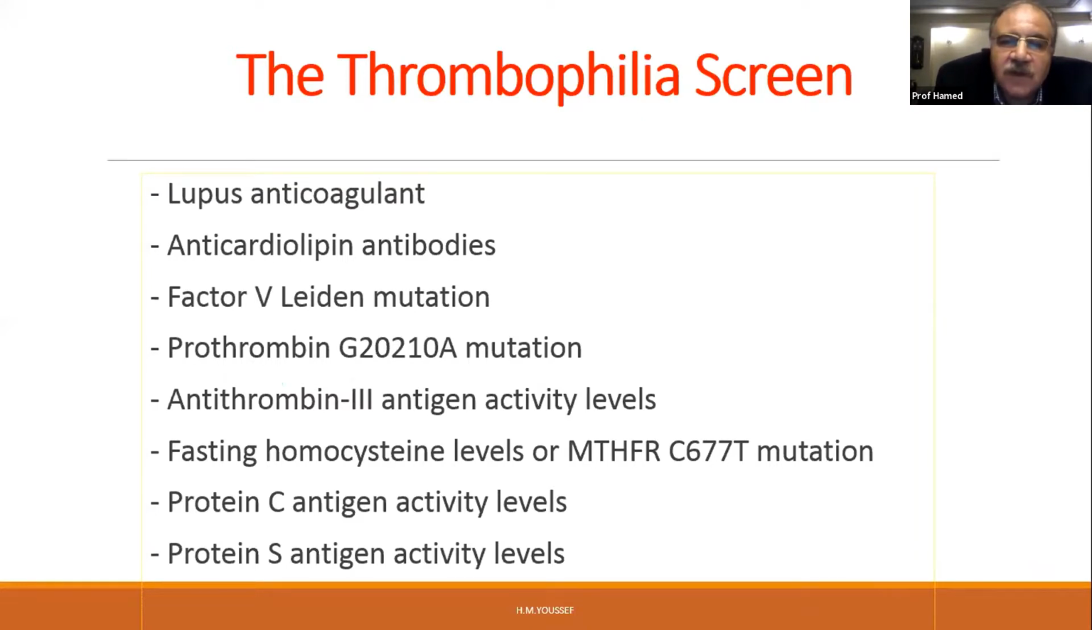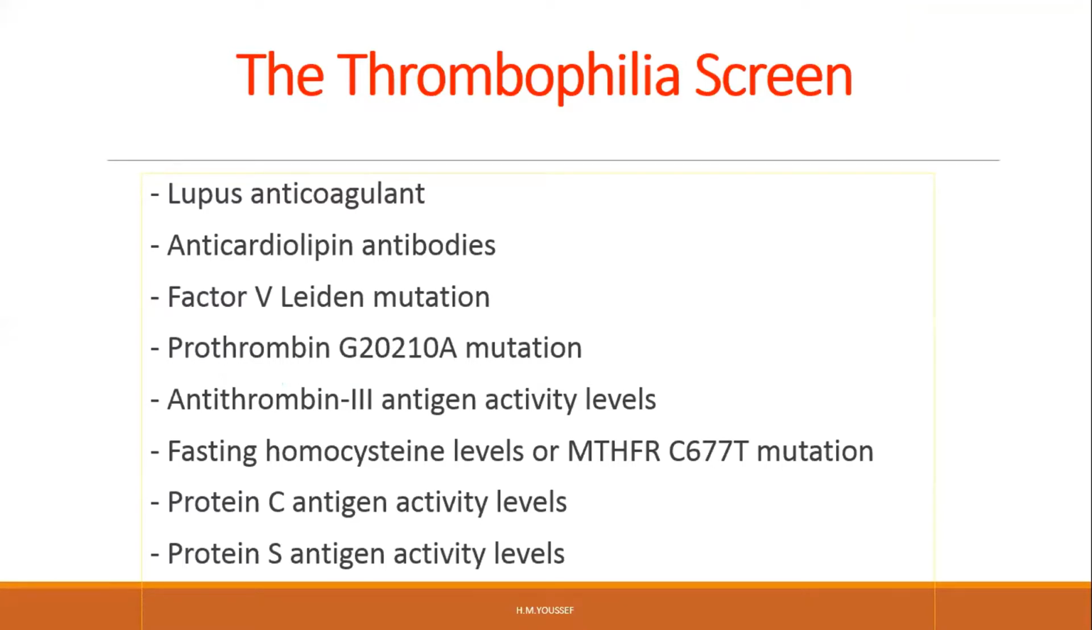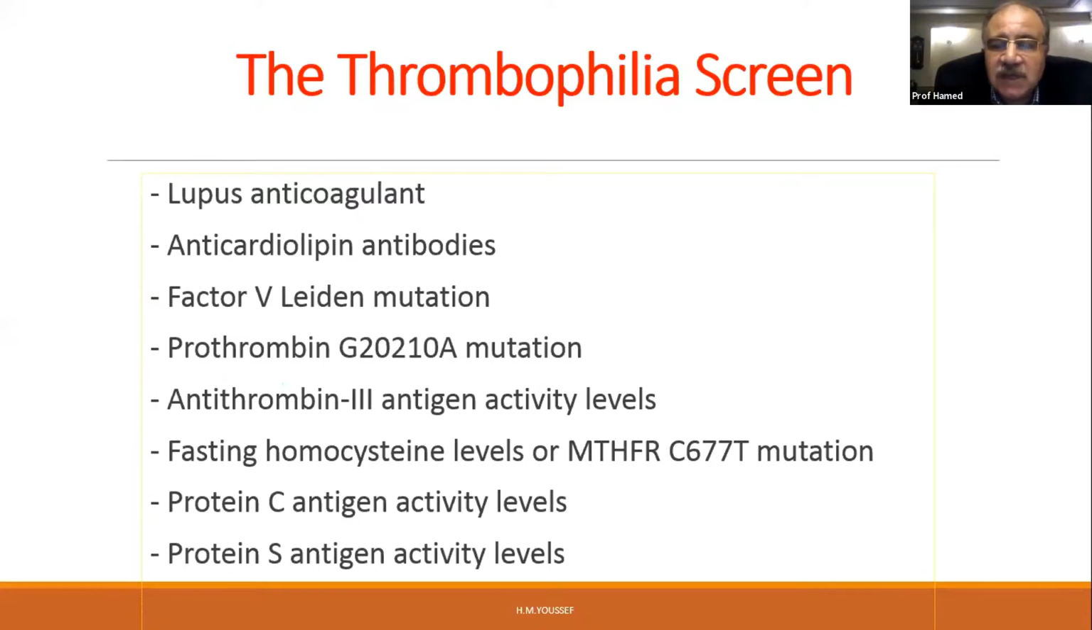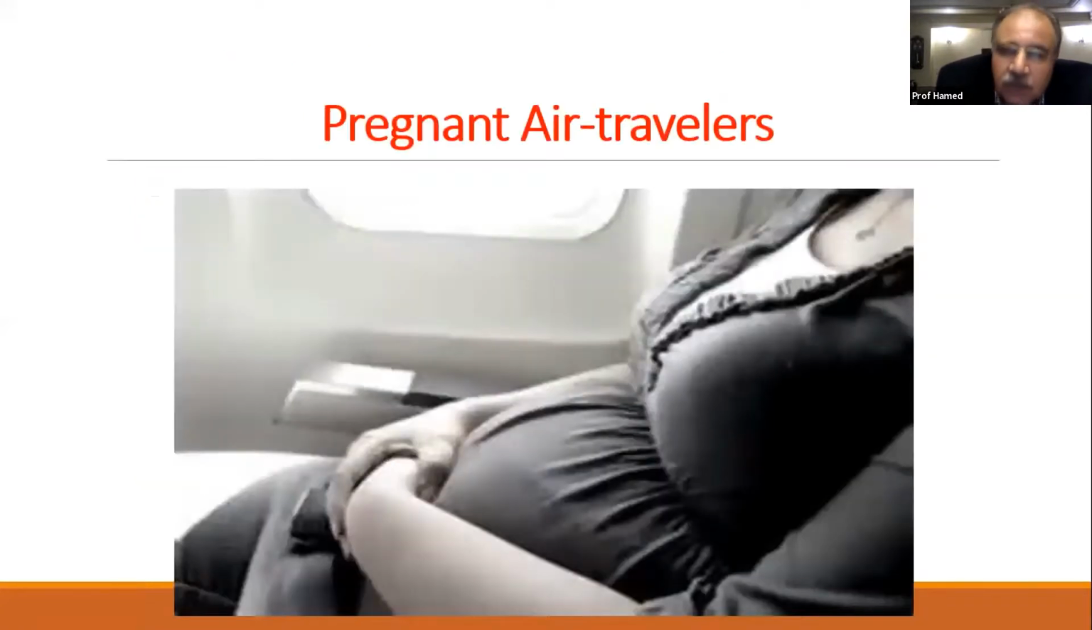But you have to know that some factors like factor 5 Leiden mutation are more associated with VTE than the lupus anticoagulant and cardiolipin. And so doing a thrombophilia screen is very important, and based on this screen, you can calculate everything later on, and you have to do risk assessment and adjust the dose according to the risk assessment sheet.